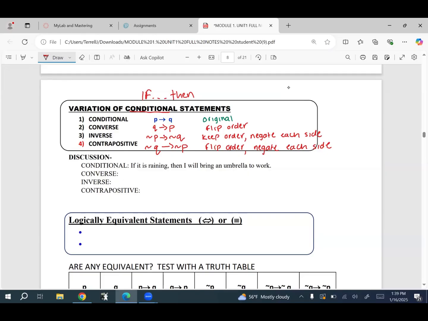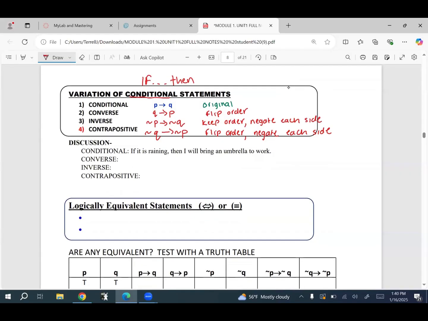Okay, so these are different kinds of if-then statements. I'm going to give you an if-then statement, and I'm going to show you what each looks like, the converse, inverse, and the contrapositive. So look at the normal, original conditional statement. If it is raining, then I will bring an umbrella to work. So if it is raining, that's like my P, then I will bring an umbrella to work. That's my Q. That's the original.